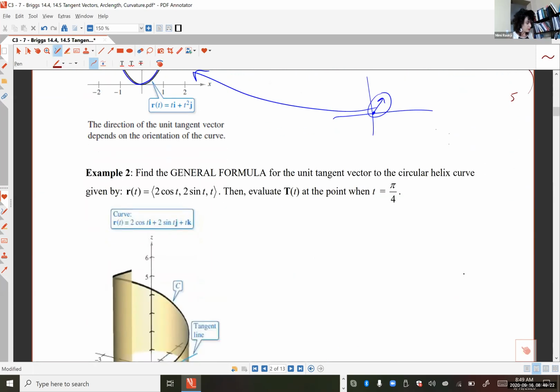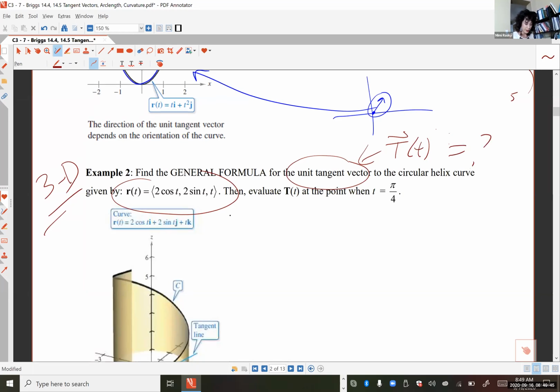Okay, now example 2. We're going to find a general formula for a unit tangent vector. We're just doing it again, but this example is a little more high powered than the last one because it's in 3D instead of 2D. That's the only difference. So how do you get big T, the unit tangent vector? You do the same as you did before. You get the derivative of your vector valued function, the position function. The derivative of cos is minus sine, the middle term's derivative is 2 cos, and the derivative of t is 1.